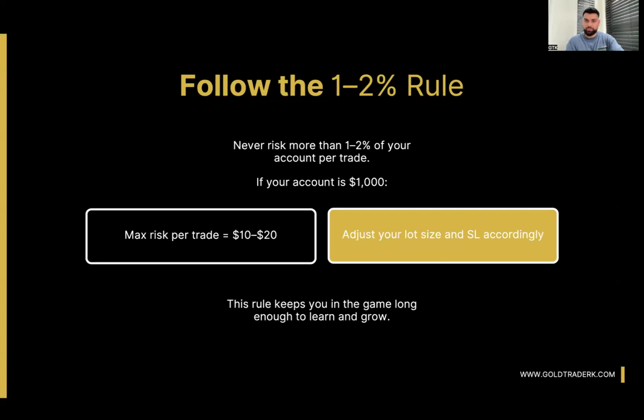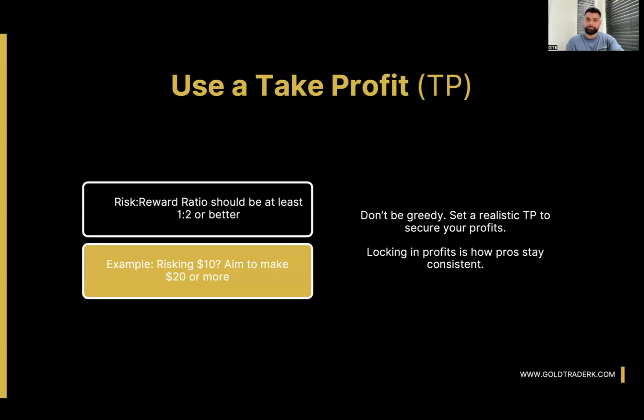Follow the 1 to 2% rule. Never risk more than 1 to 2% of your account per trade. If your account size is $1,000, the max risk that you should be taking is $10 to $20. Adjust your lot size and SL accordingly. This rule keeps you in the game long enough to learn and grow.